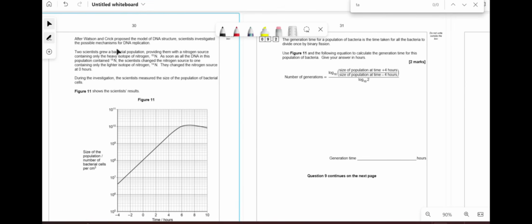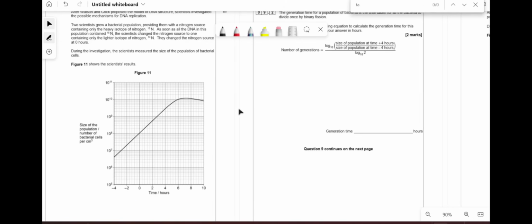Okay, so after Watson and Crick proposed the model of DNA structure, scientists investigated the possible mechanisms for DNA replication. Two scientists grew a bacterial population, providing them with a nitrogen source containing only the heavy isotope of nitrogen, 15N. As soon as all the DNA in this population contained 15N, the scientists changed the nitrogen source to one only containing the lighter isotope, 14N. They changed the nitrogen source at 0 hours. During the investigation, the scientists measured the size of the population of bacterial cells, and here's the result. So we've got the number of bacterial cells per centimeter cubed, and this is a logarithmic scale, and we've got our time in hours there.